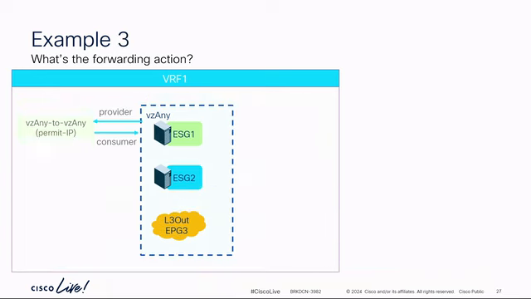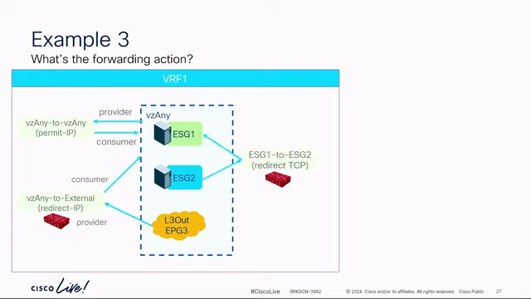The third example is combination. Let's say you have VZNE to VZNE permit initially, and then you want to inspect all of the north-south traffic. Then you can use VZNE to external EPG contract with redirect. In addition to that, you want specific east-west traffic to be redirected. Let's say redirect TCP between ESG1 and ESG2.